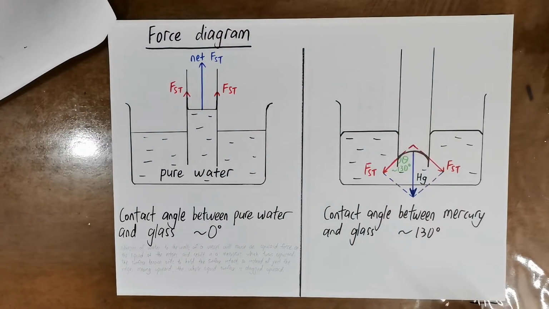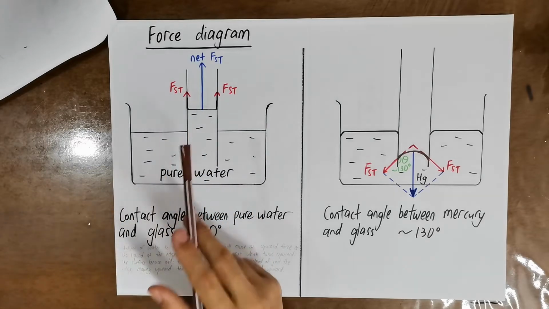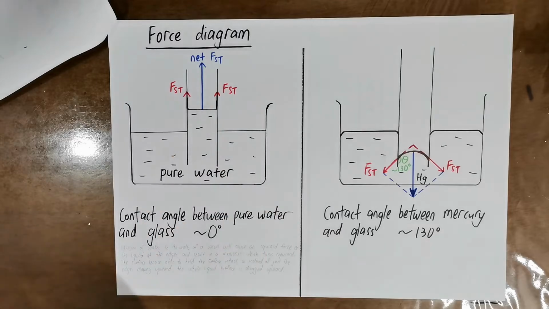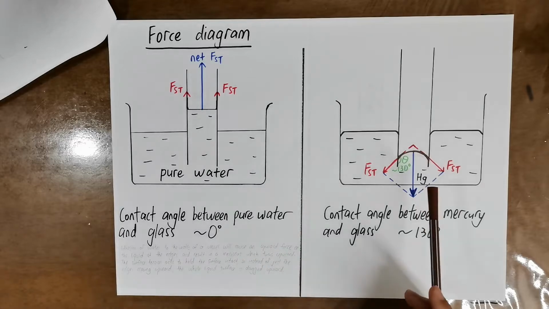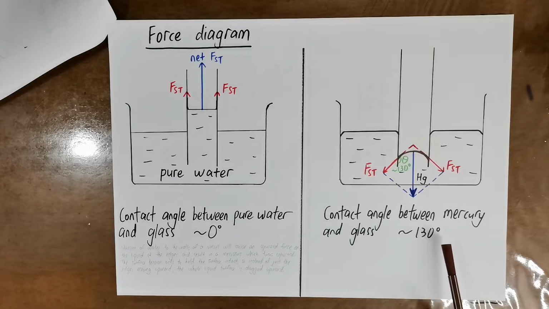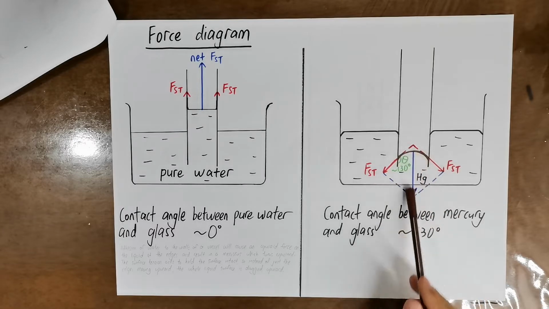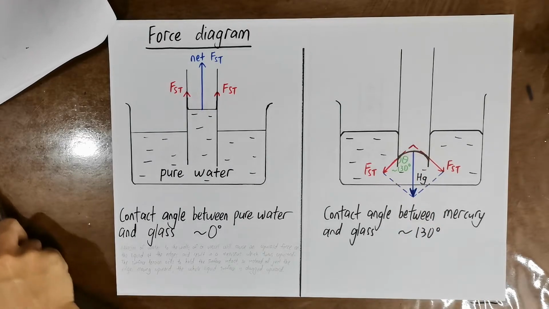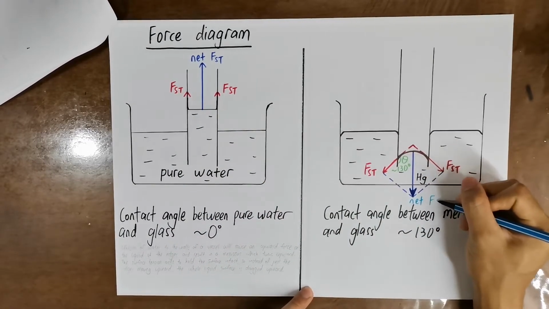Okay, let us draw a force diagram. The contact angle between pure water and glass is almost 0 degrees, so the surface tension force will act almost exactly upward, like this. The angle is 0 degrees. And the contact angle between mercury and glass is about 180 degrees, so the surface tension force is acting downward. The blue one is your net surface tension force.